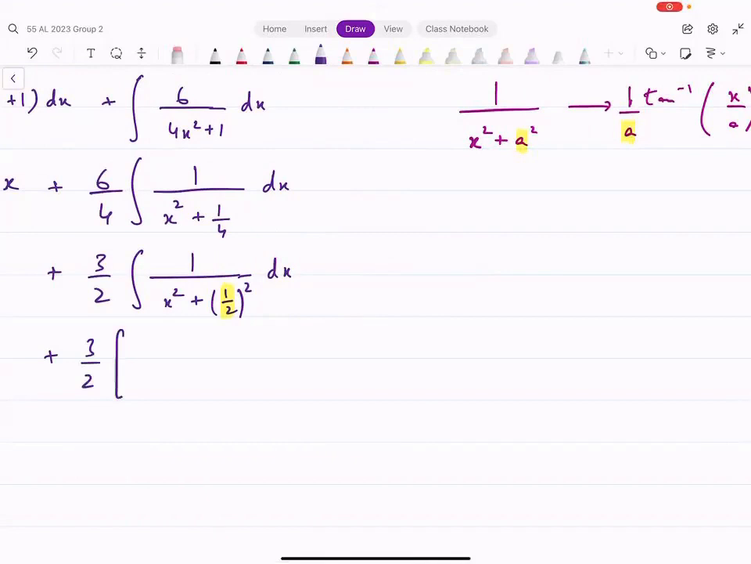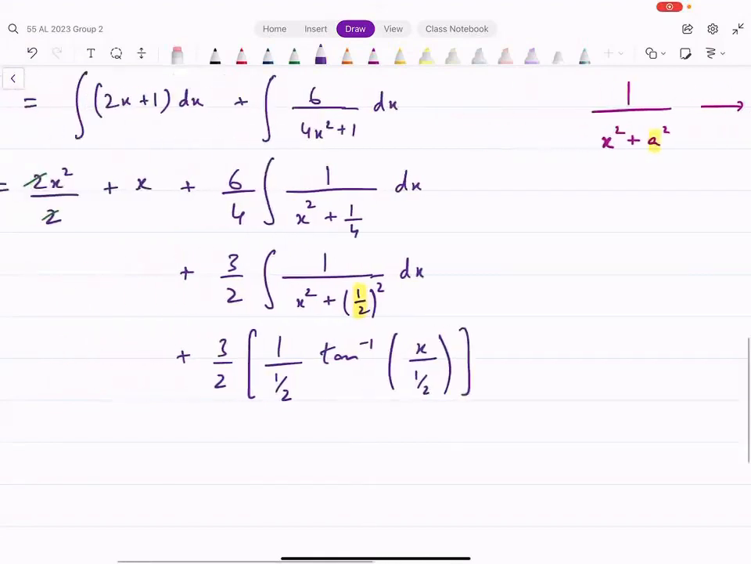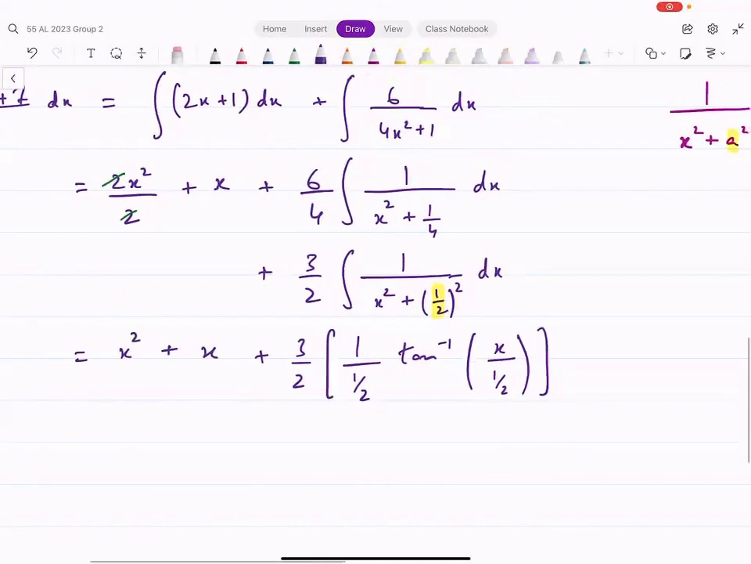1 over x square plus half square, इसकी इंटीग्रेशन क्या होगी? 1 over a, 1 over a is 1 over 2 into tan inverse of x over a, which is x over 1 over 2। पहले तो हमारे पास वही आ रहा है x square plus x, that remains as it is। This is your integral.